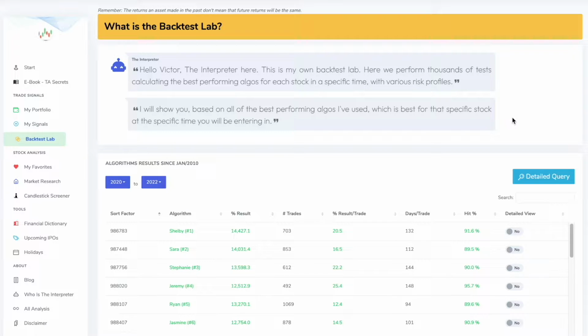Our AI Backtest Lab, unlike others, never stops calculating buy and sell signals. It never stops working, and the majority of the most popular stocks will receive a buy signal every day, since there are 90 different algorithms scanning these stocks daily. So how does this work?